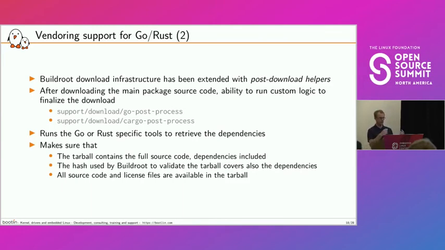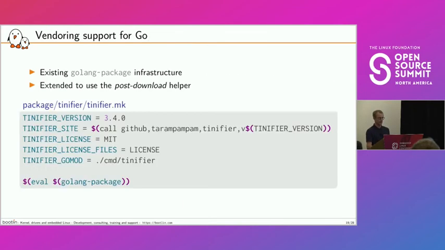Hopefully that's still working. So in the past, we were just downloading a tarball, putting it aside, or cloning a Git repo, creating a tarball out of it, putting it aside. Now we have an intermediate step in between where we can invoke the package manager system to download the dependencies. So it looks like this.